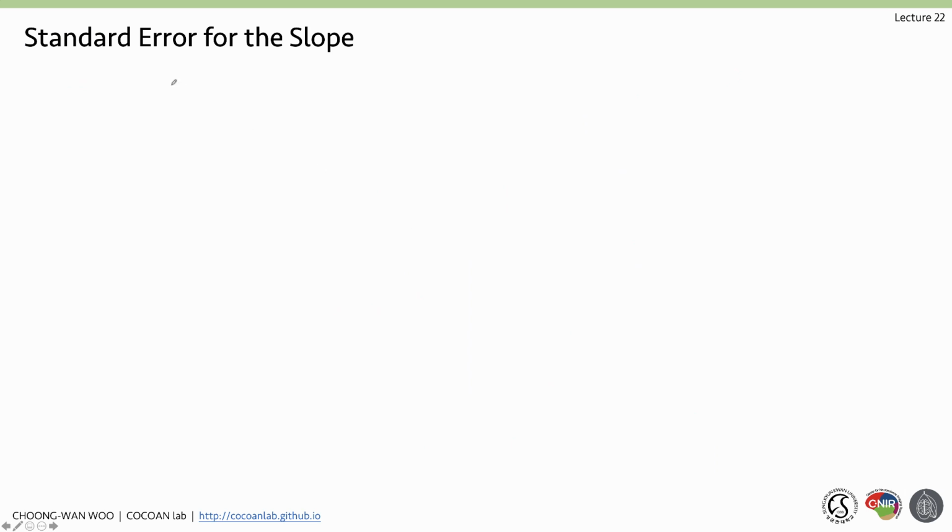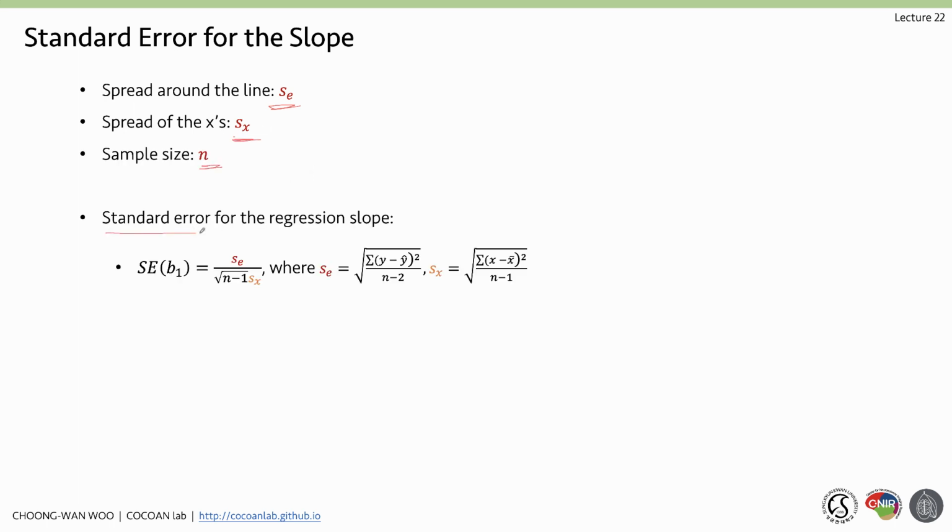The standard error for the slope has these three components. One is the spread around the line that we just talked about, the residual standard deviation, the spread of x, that is the standard deviation of x, and the sample size n. The standard error for the regression slope is this. Given that a smaller spread around the line will be better and will reduce the standard error of beta, it's in the numerator, and a larger sample size will reduce the standard error, so it's in the denominator. Also, the spread of x will help to reduce the standard error of beta, so it's also in the denominator.